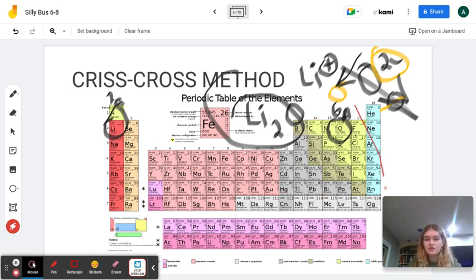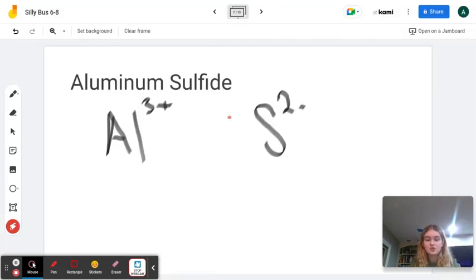And then over here, these will have 1 minus charge, 2 minus up here, 3 minus, 4 minus for carbon. 4 plus or minus. Then we would take the 3 up here from aluminum and the 2 over here from sulfide, and we would move them down to the other side.